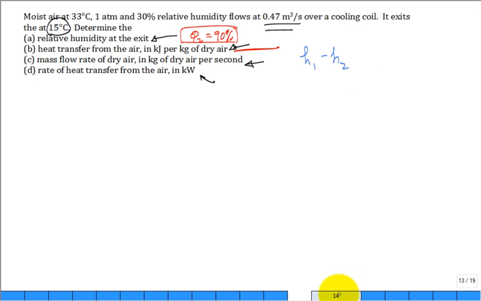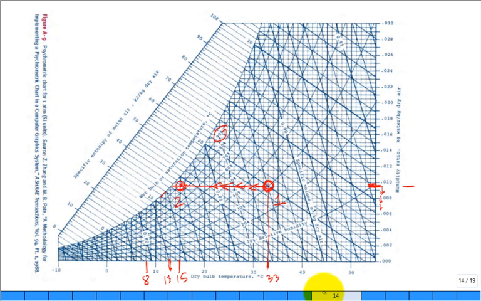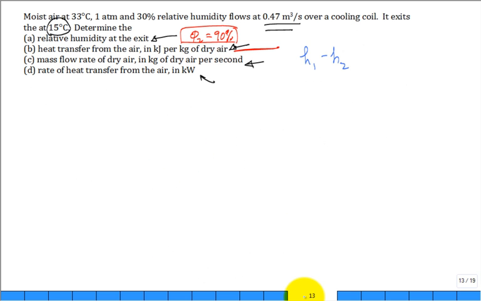And so what I have to do is come over here, and I have to read off the enthalpy at state 1. That looks like it's about 57. The enthalpy at state 2, 39. And so the difference, somebody do the difference for me. 18? Is it 18? So the answer is that it's 18 kilojoules per kilogram.